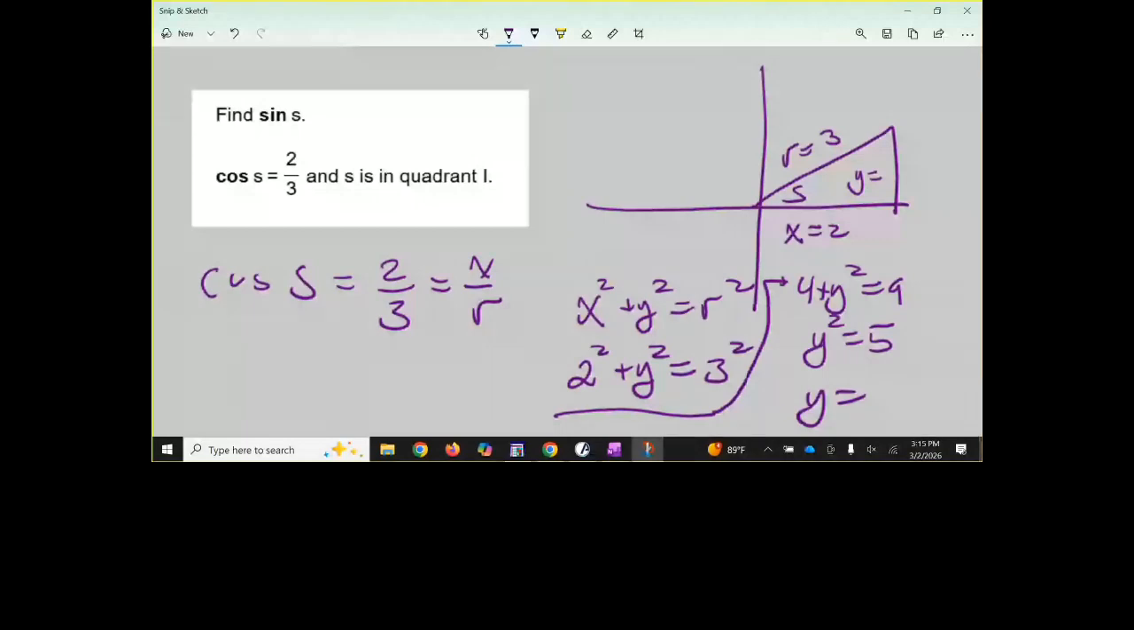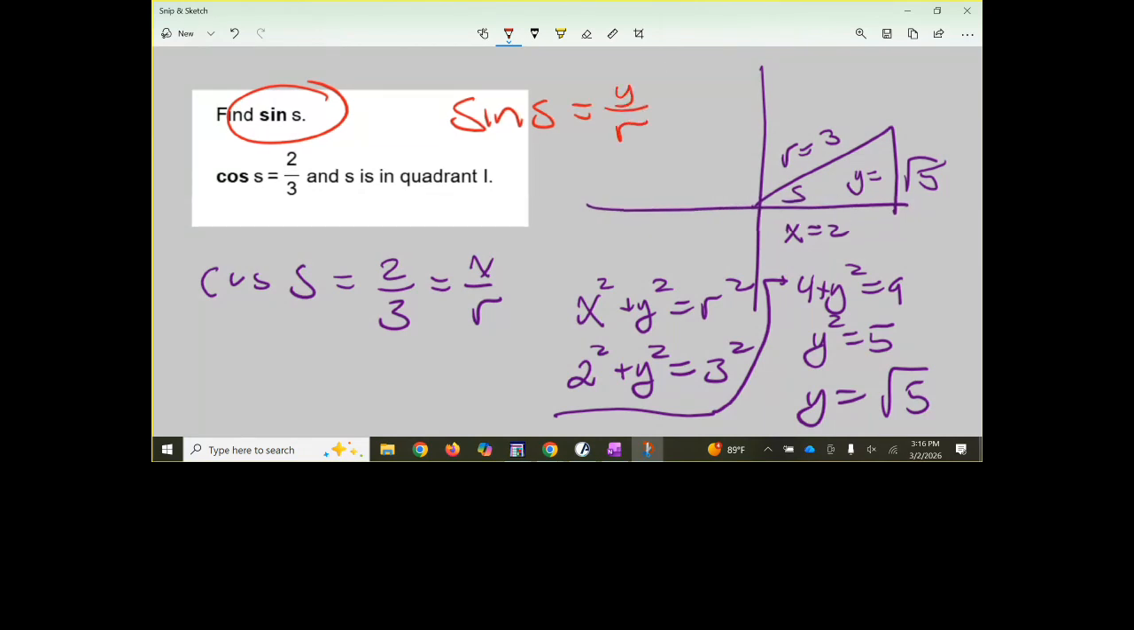What quadrant are we in? We're in quadrant 1. In quadrant 1, is the x value, so we're looking for the y value. Is the y value positive or negative? Positive. So we're going to use the positive square root of 5, right? Okay, y'all, in this case we're trying to find the sine of S. Isn't the sine of S y divided by r? What did we just get for y? Square root of 5, right?